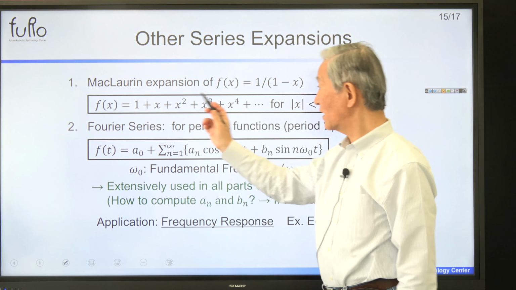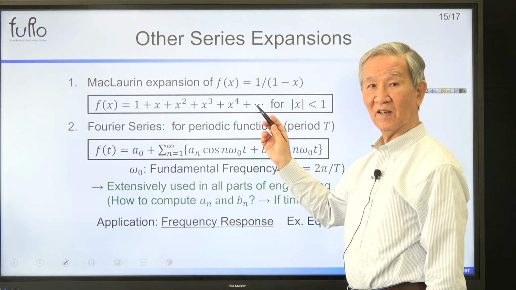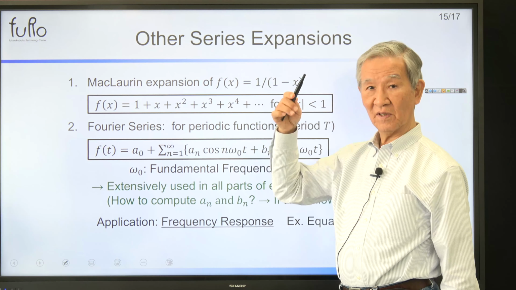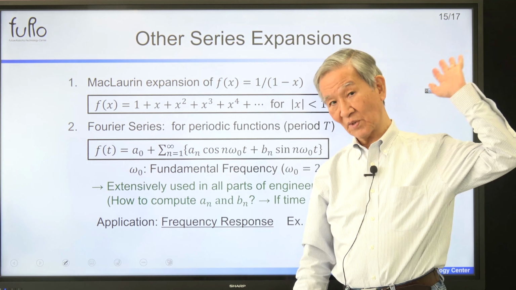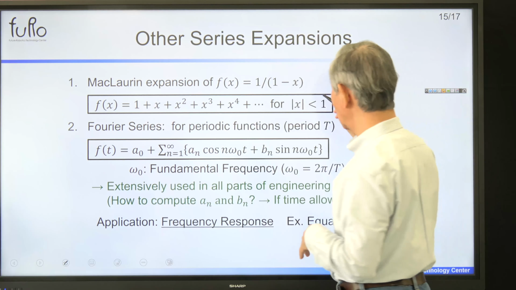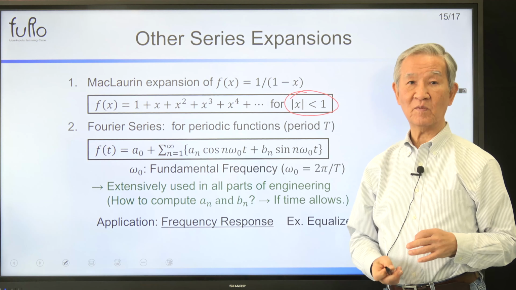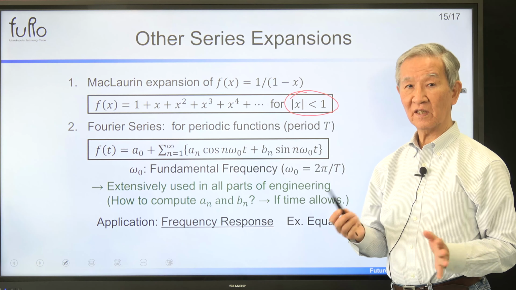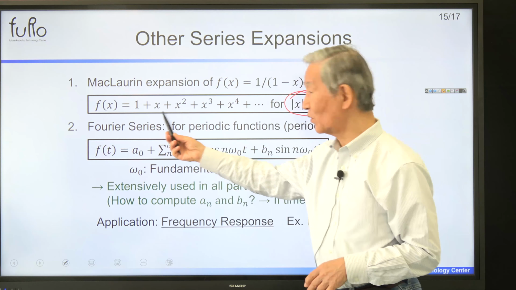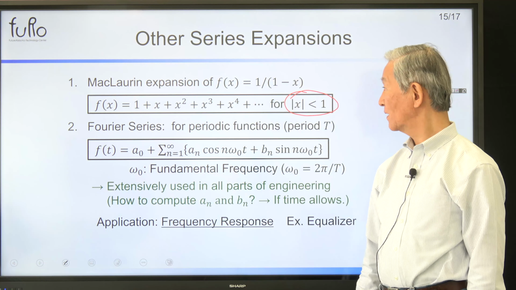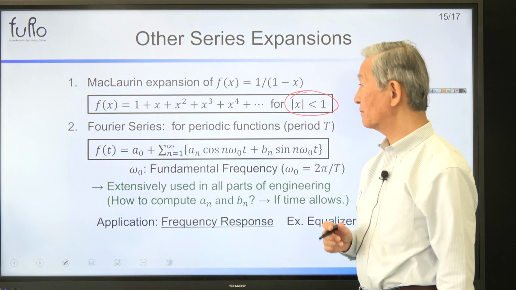But this has to converge, right? And as you know, if x is greater than 1, the square is greater, the cube, it goes up to infinity. So this one is good only for the absolute value of x less than 1. Less than 1, it cannot be equal to 1. If you add 1, infinitely many of them, that's going to be infinity. It's okay. So that's the region of convergence.